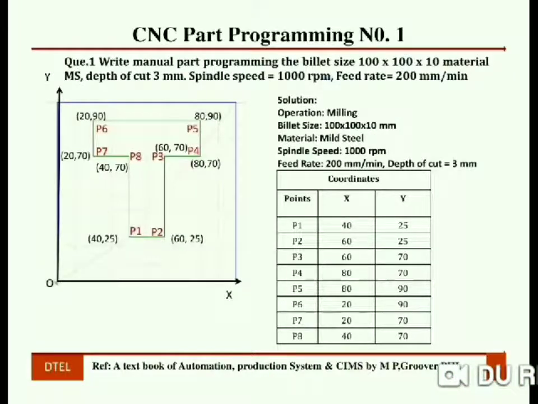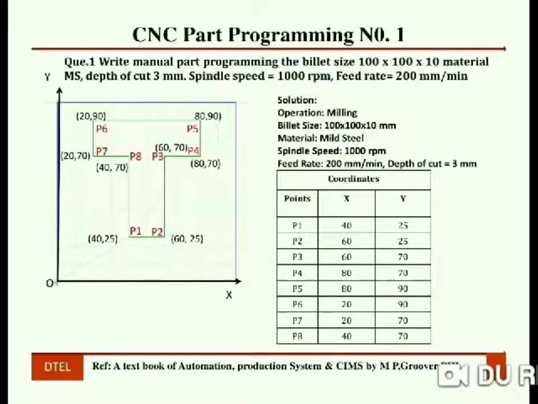Now we are going to start CNC part programming based on milling operation. So here the question is: write a manual part program, the billet size is 100 by 100 by 10, material is mild steel, depth of cut is 3 mm, spindle speed is 1000 rpm, and feed rate is 200 mm per minute. From the given specification, we need to take the position of the tool as per the given instructions.